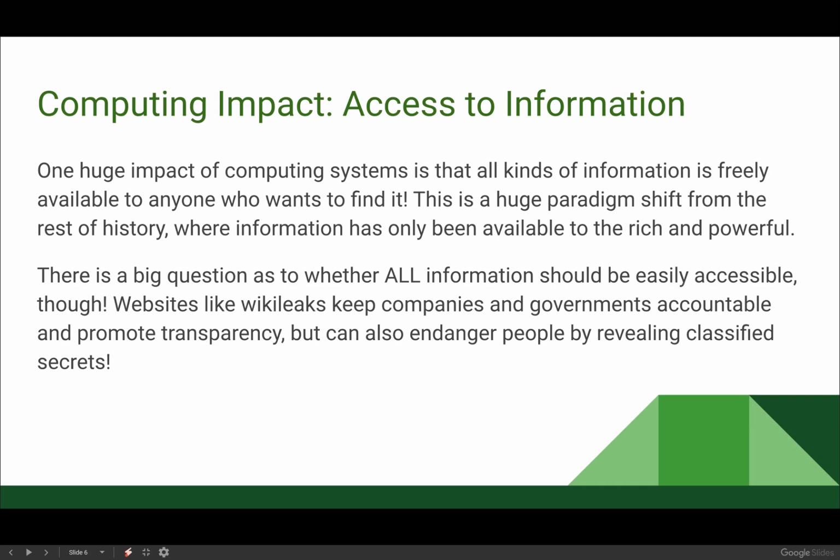Now, while it's super awesome that this information is freely available, it's a big question as to whether all information should be easily accessible. There are websites like WikiLeaks, which keep large companies and governments accountable, and they promote transparency of information transfer, but they also have the potential to endanger people by revealing classified government secrets or potential military plans. So should information like that be made available on the internet? Big questions.